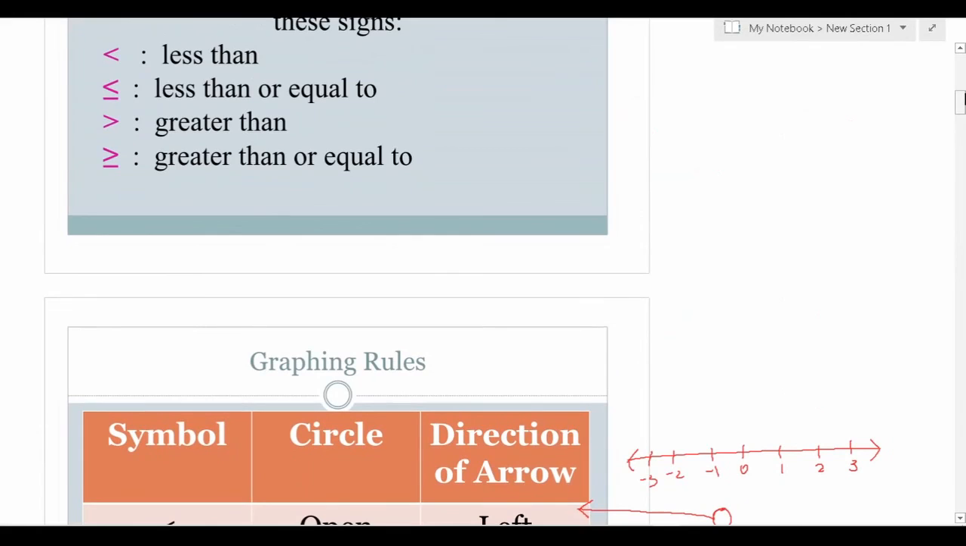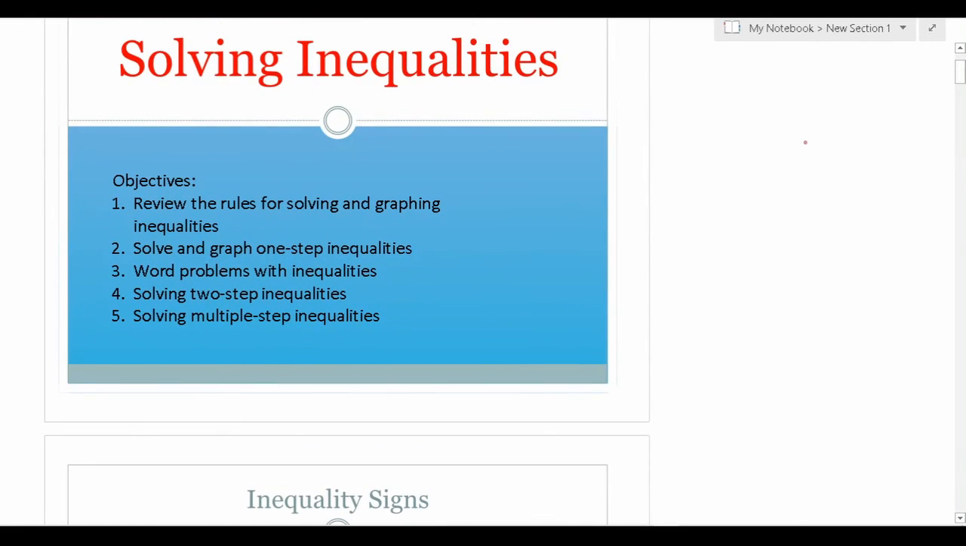So that's all I have for you in this video. Again, just to recap, we reviewed the rules for solving and graphing inequalities, and we worked on some one-step inequalities. All these topics that we covered today are the groundwork for solving inequalities with word problems, as well as solving two-step and multiple-step inequalities. So if you felt this video was pretty easy, that was the purpose. But if you stay tuned for the other two videos, you should see that we're going to ramp up the difficulty pretty quickly.